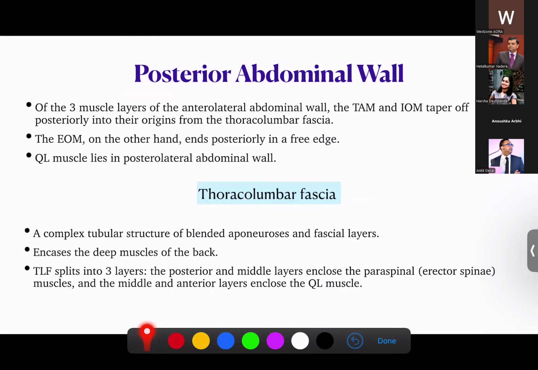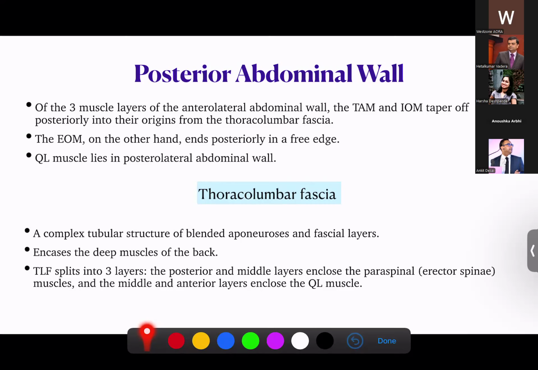Now we come towards the posterior abdominal wall. Of the three muscle layers of the anterolateral abdominal wall, the transversus abdominis and internal oblique taper off posteriorly into their origins, which are from the thoracolumbar fascia, as we saw before, whereas the external oblique, on the other hand, ends posteriorly in a free edge, and the QL muscle lies in the posterolateral abdominal wall. Now, the QL muscle originates from the posterior part of iliac crest and the iliolumbar ligament, and it inserts on the 12th rib and the transverse process of lumbar vertebra.